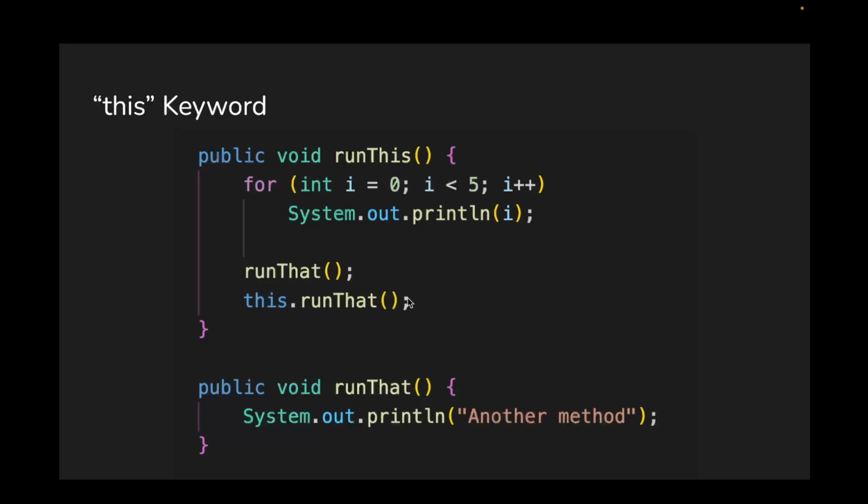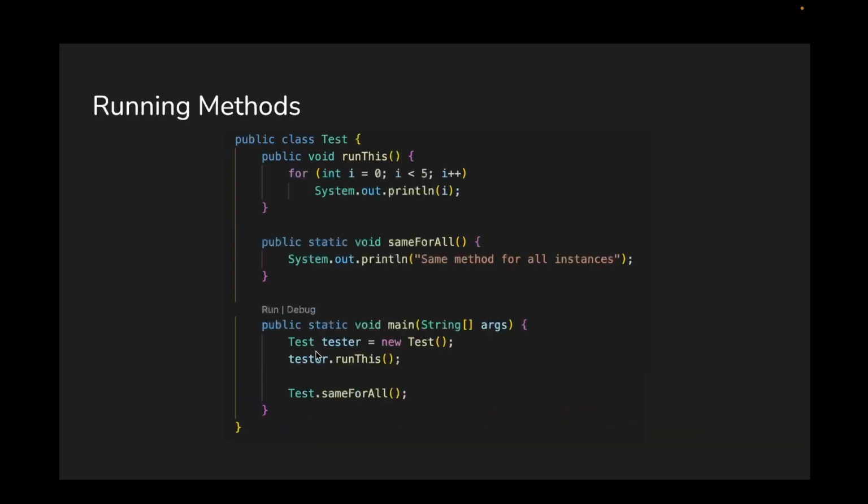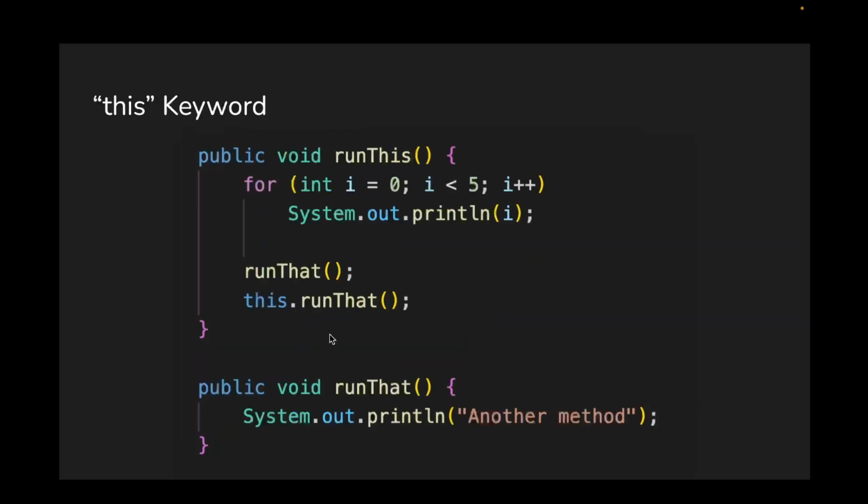And one thing to know about this is that you can't use the this keyword inside static methods because there is no object that can be referred to in static methods, right? Because static methods can only be used for all of the instances of the class. So yeah, that's why we use this in non-static methods like this.